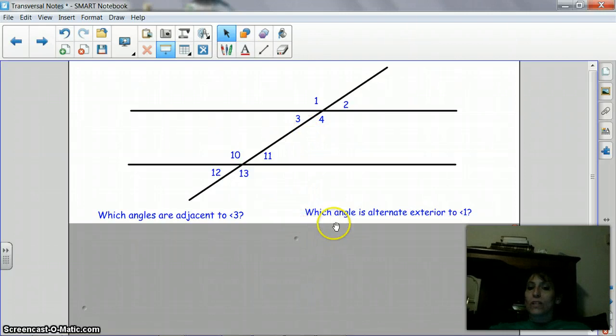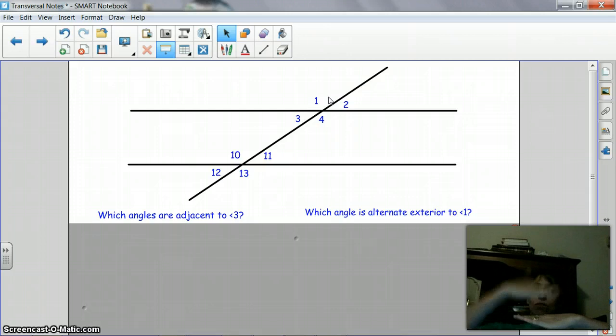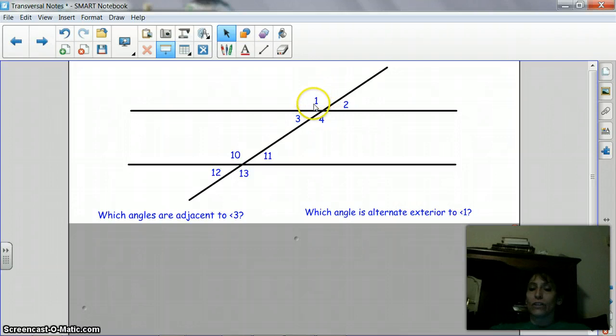The other question says, which angle is alternate exterior to angle 1? Well, let's think about what the words mean. Alternate means across from each other, so they're not on the same side of the transversal, and exterior means they're on the outside of the parallel lines, so it would be either above or below. So if it's alternate exterior to 1, then it would have to be 13. Okay?